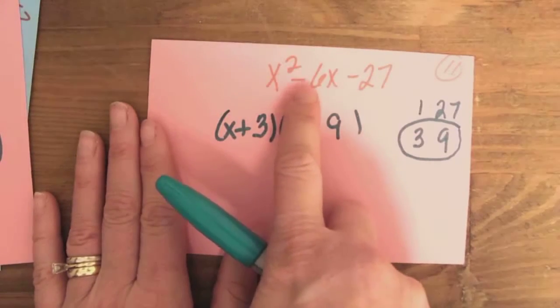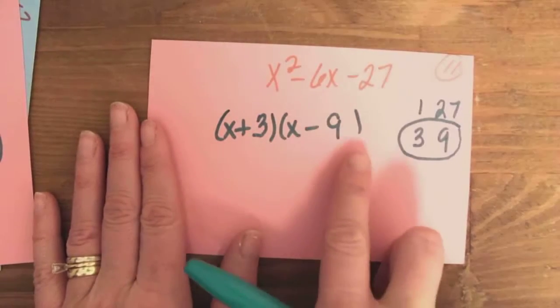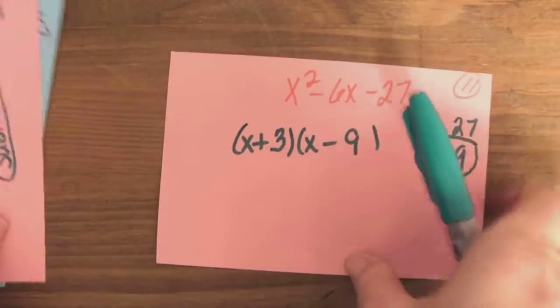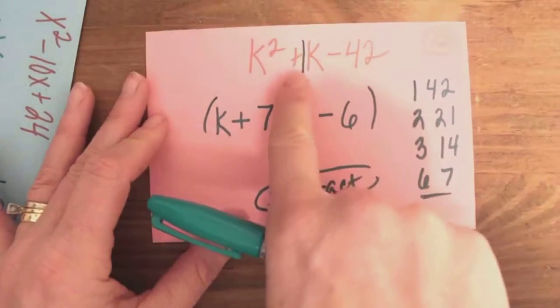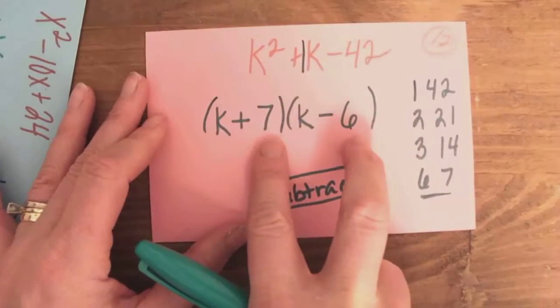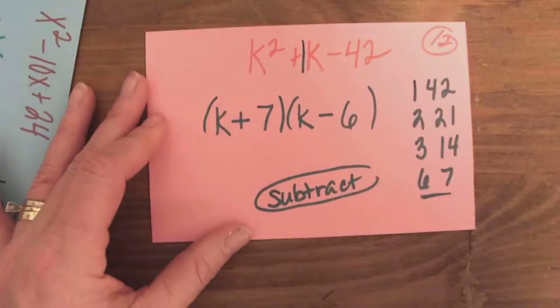Some students like to say if the middle term is negative, the bigger number will be negative. 9's bigger, so it's negative. In the one before, my middle term was positive, so between these two, 7 was bigger, so 7 was my positive.